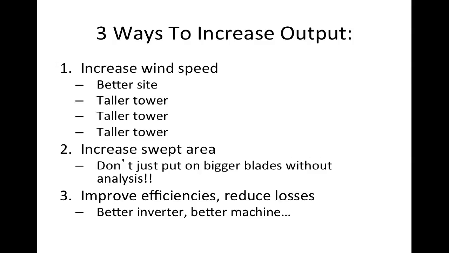Also, you could increase the swept area, meaning put longer blades on it. You really need to be careful here, because if you overspeed the generator, you can actually damage it. So unless it's a home brew and you're doing your own experimentation, be really careful with this. And then the third way, of course, is to improve the efficiencies: reduce the losses, better bearings, better inverter, larger wires, shorter wires, and so forth.